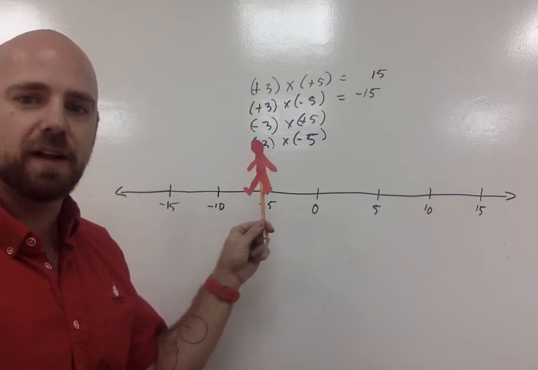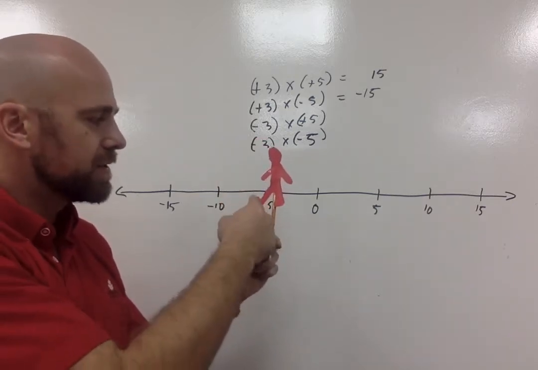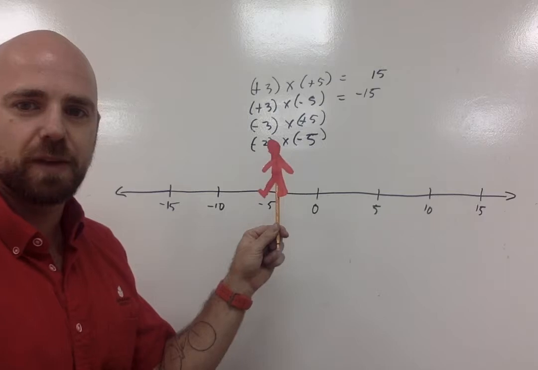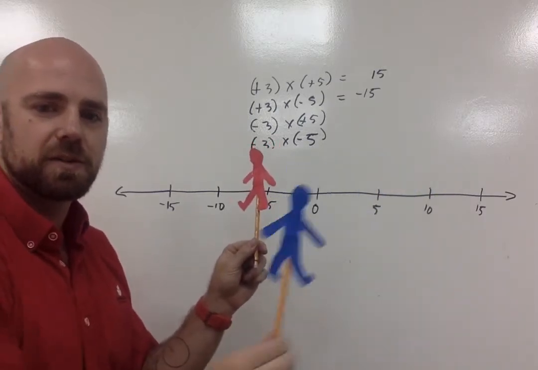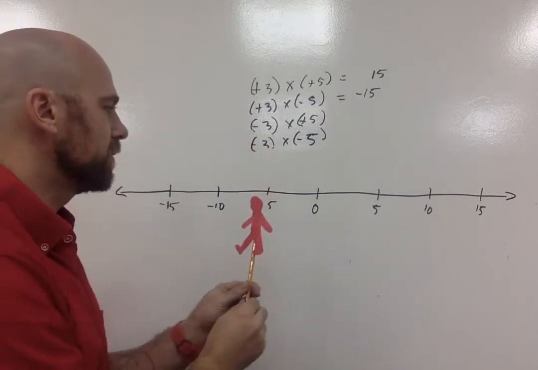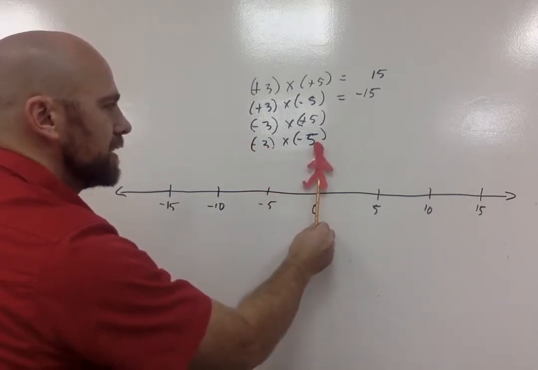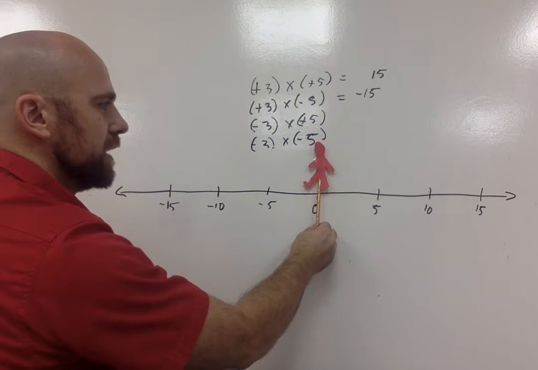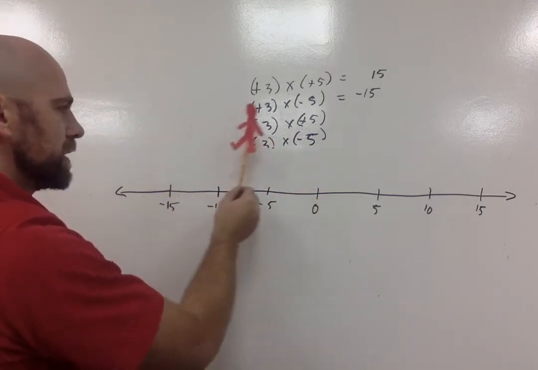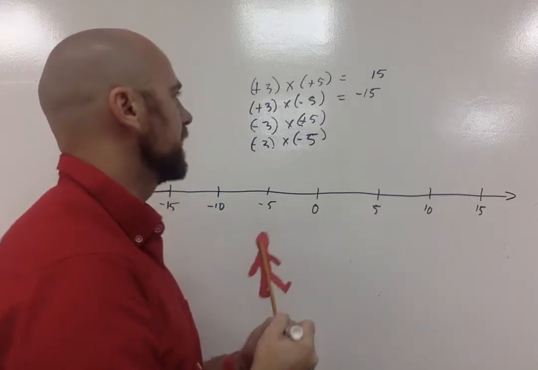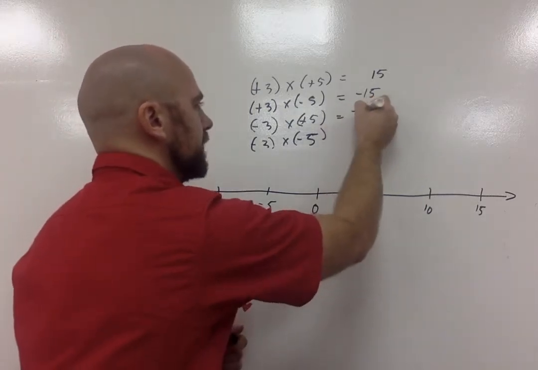I know it might be hard to tell, but you can't really see his face, but his feet are telling us which way he's actually facing, as opposed to the blue guy who's facing towards the positives. Our red guy is facing towards the negatives. So he's facing towards the negatives, and he's moving forward. 1, 2, 3 jumps of 5. So we also get a negative 15.